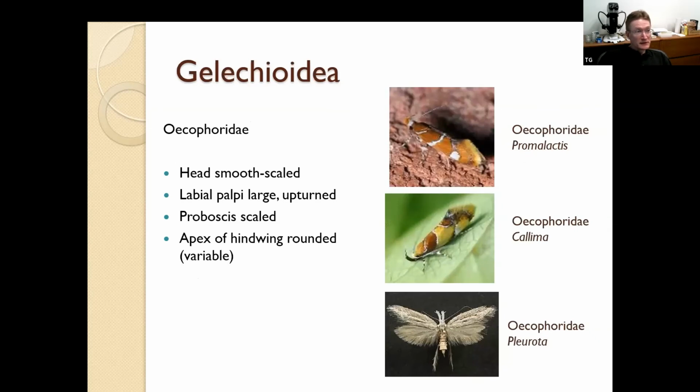Coleophorids are another group within the Gelechioidea. These have some distinctive patterned moths, nothing that you would normally encounter during pest surveys, but just as an example here, you can see the curved labial palpi coming up over the head. That's really distinctive of Gelechioids in general.